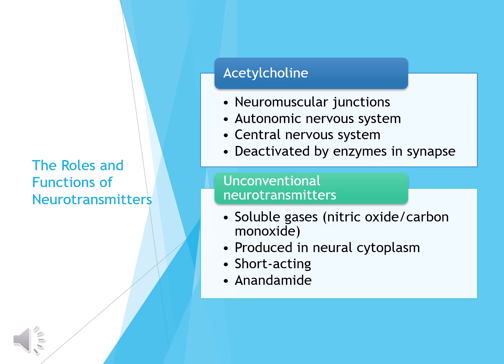These gases are produced in the neural cytoplasm and diffuse immediately through the cell membrane into the extracellular fluid and into nearby cells. This stimulates production of second messengers. They're difficult to study as they act rapidly and are immediately broken down, existing only for a few seconds. Anandamide is an inhibitory cannabinoid, a marijuana-like neurotransmitter, and it's released from dendrites as well as cell bodies.